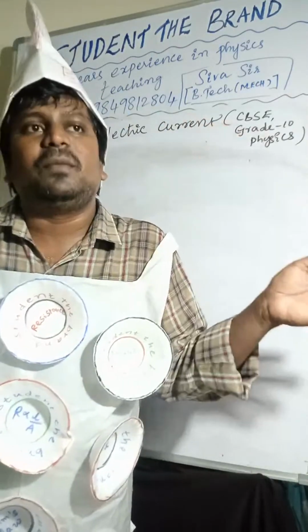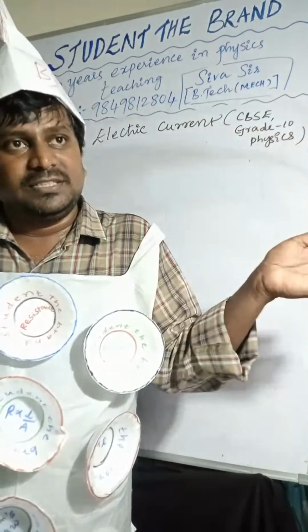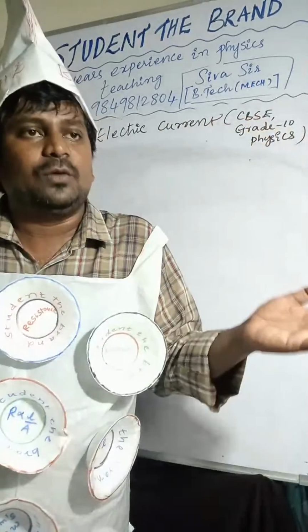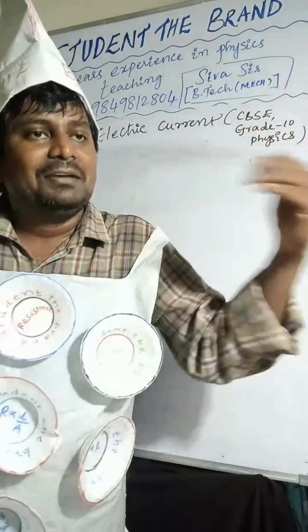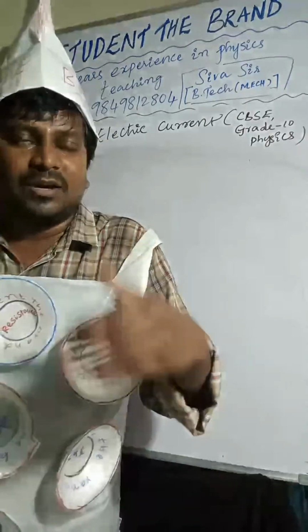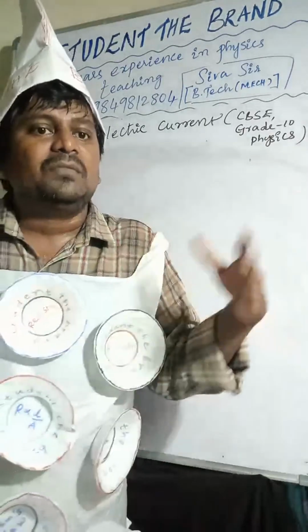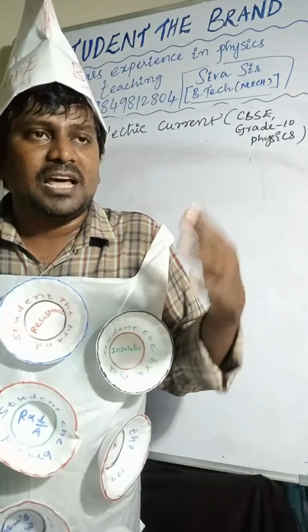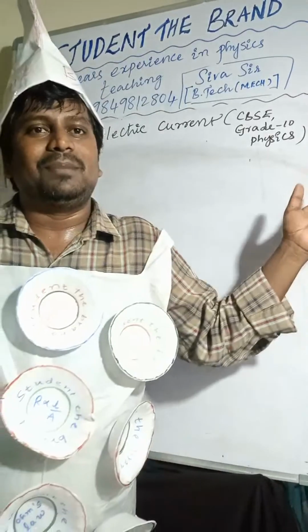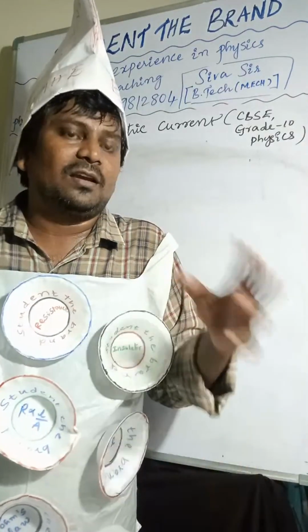In parallel combination, potential difference is the same, current is different. Ip equals I1 plus I2 plus I3. V by Rp equals V by R1 plus V by R2 plus V by R3. V gets cancelled. 1 by Rp equals 1 by R1 plus 1 by R2 plus 1 by R3. So this is about parallel combination.